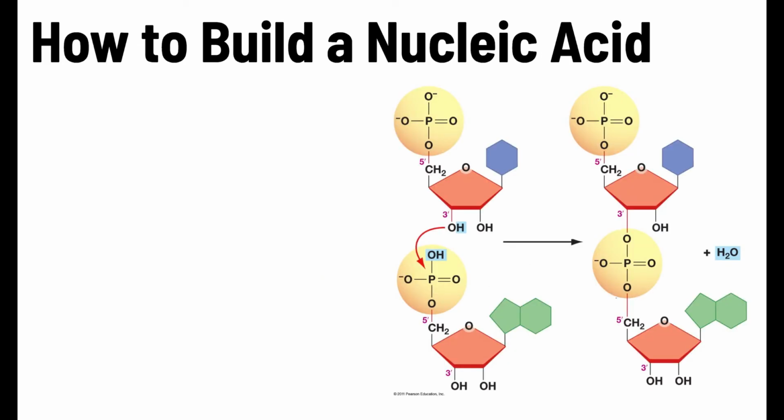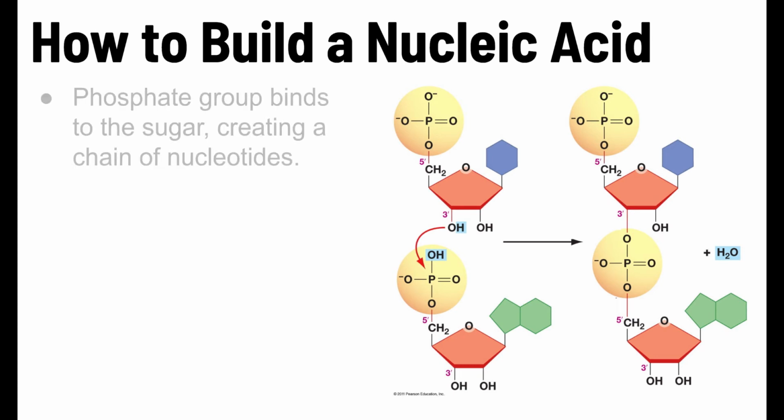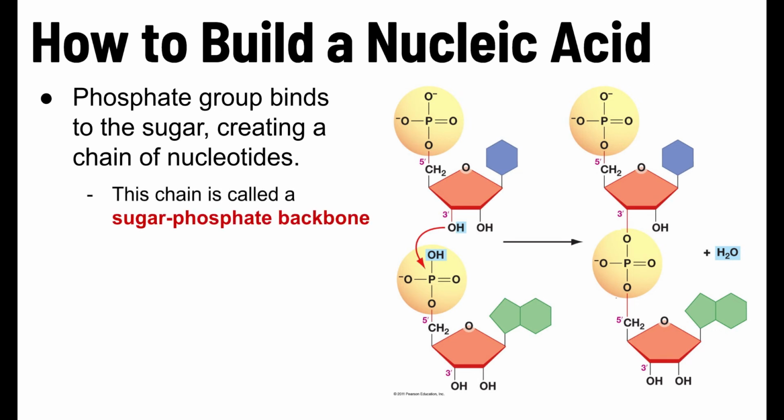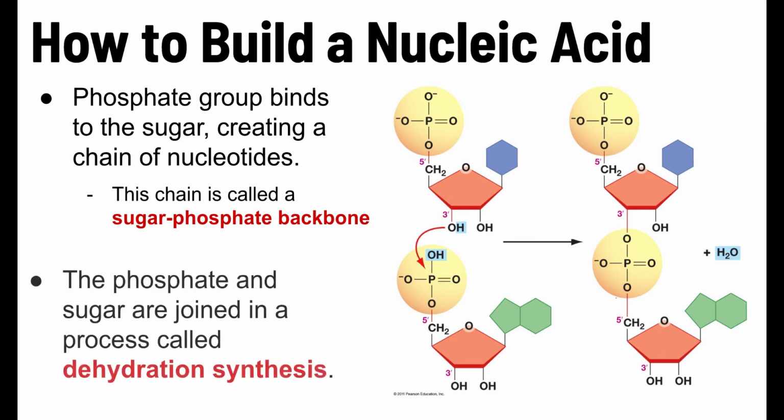So how do you build a nucleic acid? Well, the phosphate group binds to the sugar, and this creates a chain of nucleotides. And this chain is called the sugar phosphate backbone. So the way that you join the phosphate and the sugar is through a process called dehydration synthesis.